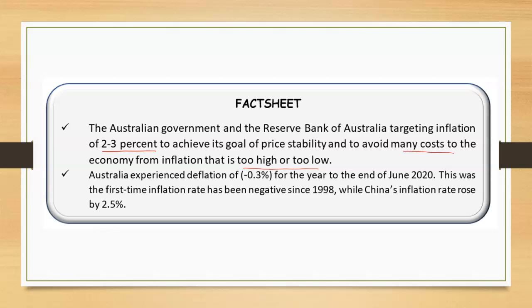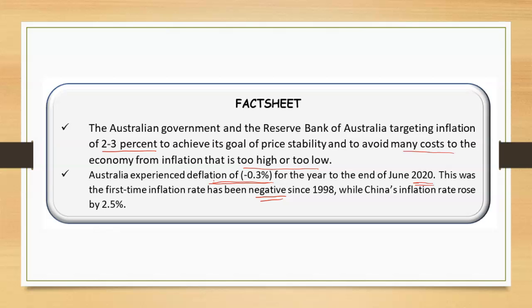Now, Australia in June 2020 experienced a deflation of negative 0.3%. That was the first time the inflation rate in Australia became negative. Negative here means prices reduce. Like I just mentioned, if it is a lower inflation rate, as long as it is still positive, your price will still increase, just at a lower rate. But with this one being negative, the price actually reduces.